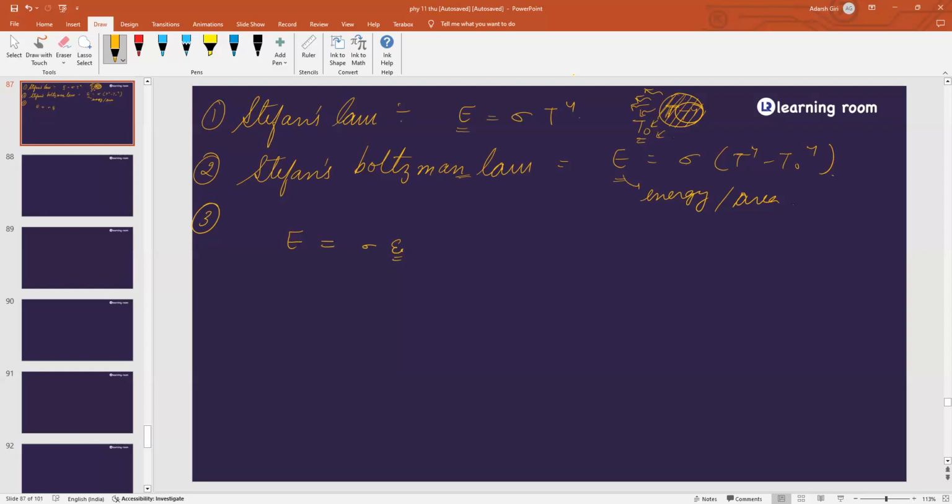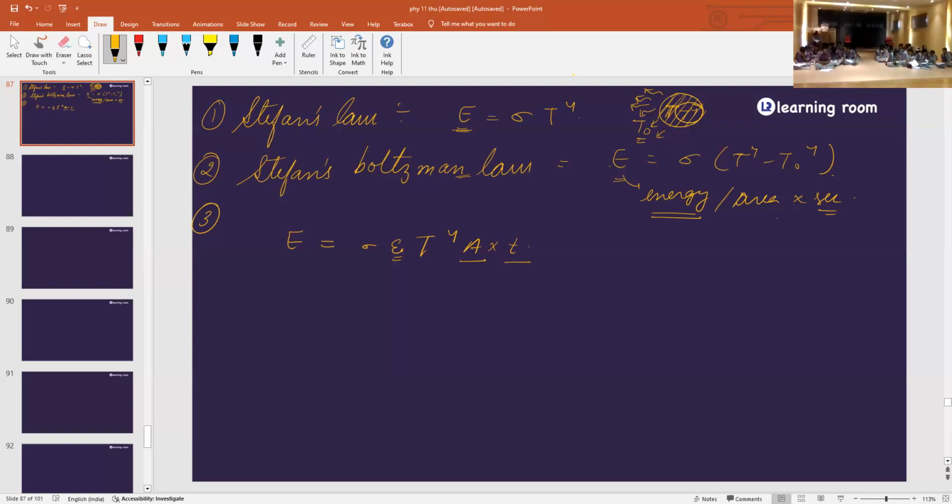Efficiency basically into T to the power 4 into area into time. And this is per second also. Per unit time, per unit area, how much energy is radiated, this is the E. Same here. So if you want to know the exact energy, we have to multiply with that area and that time interval during which we need to calculate.